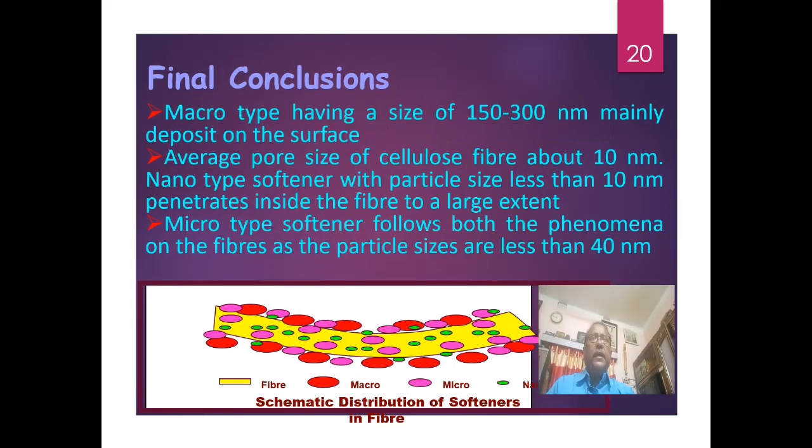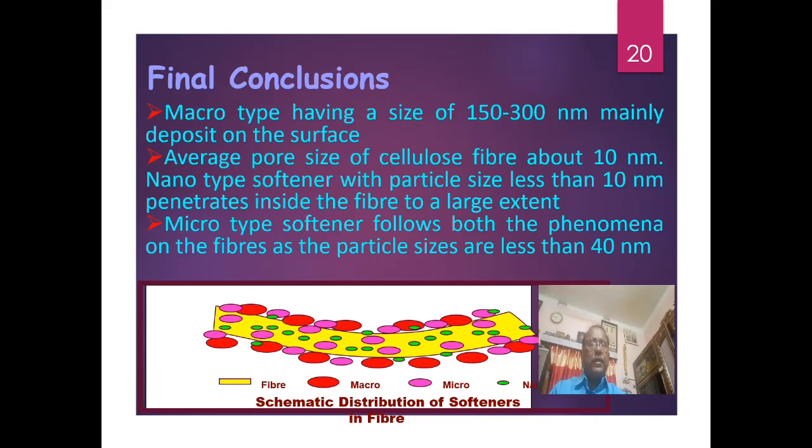Softeners having a particle size of 150 to 300 nanometers mainly deposit on the fiber surface. The average pore size of cellulose is around 10 nanometers. Nano type softeners also have a particle size less than 10 nanometers, so they can easily penetrate into the fiber and very little deposits on the surface. Micro softener having a particle size of 40 takes an intermediate position. Some particles of micro softener penetrate inside the fiber, while a good amount deposits on the surface.